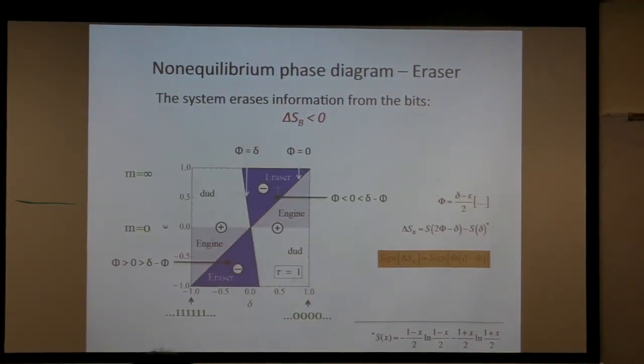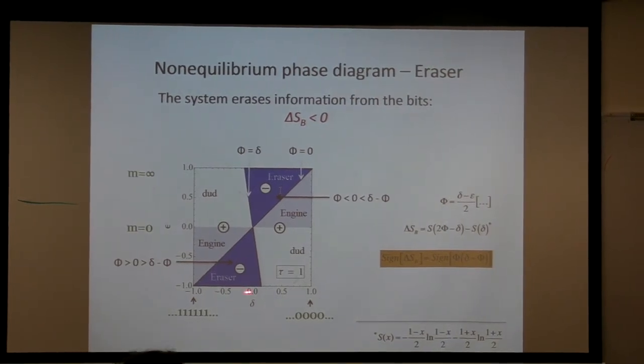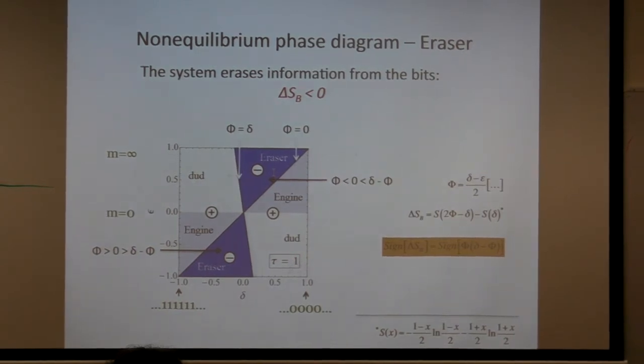Fine. So what you do again is go to the phase diagram formed by these parameters, delta and mass, and again tau is equal to unity. If we look at the mathematical formulae, we see the sign of the change in information entropy, neglecting correlation, because if we take correlation into account, this diagram will change a bit.